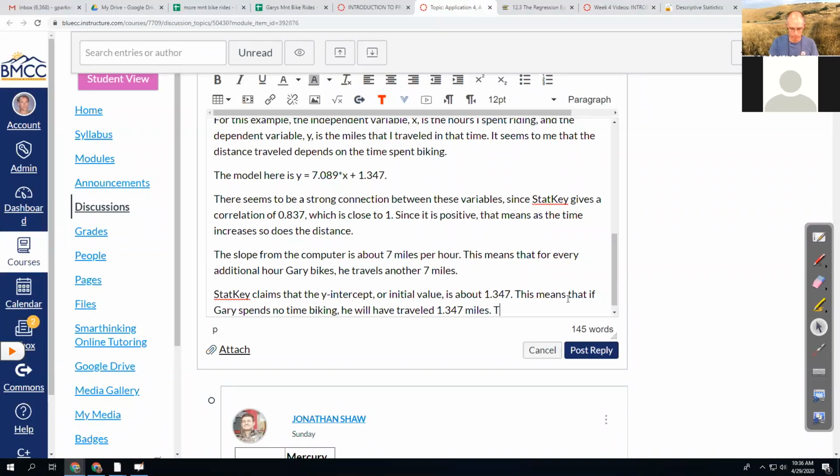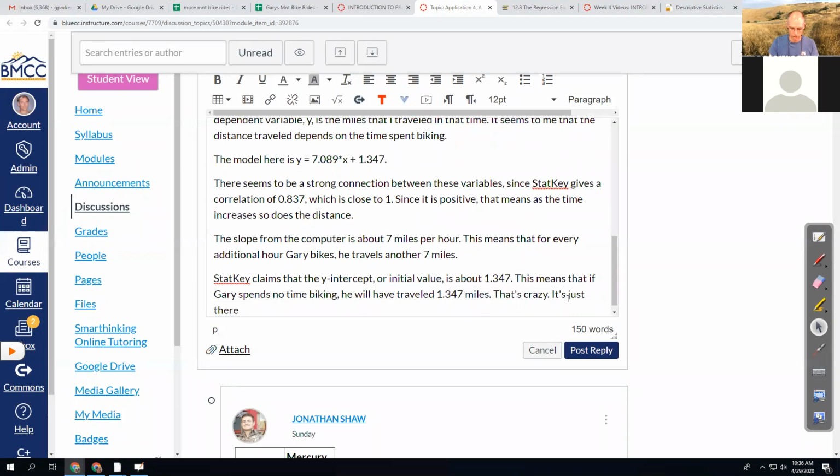And then, no, that's crazy. It's just there. It helps the line fit the points better, because that's the way the calculation works.